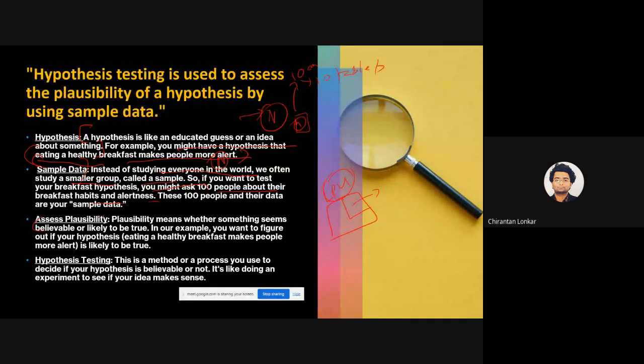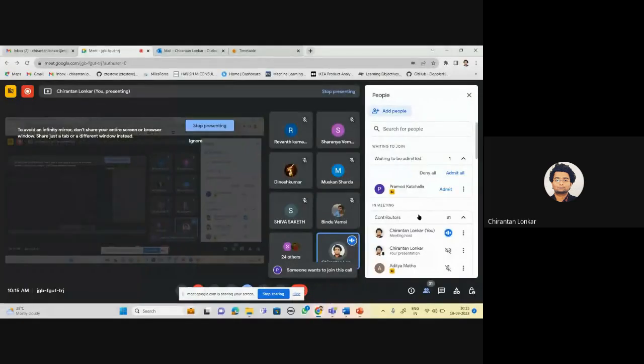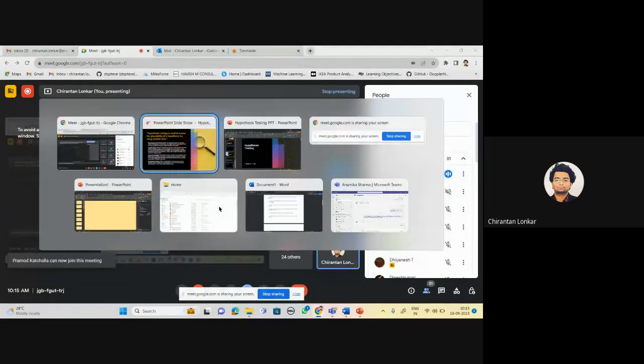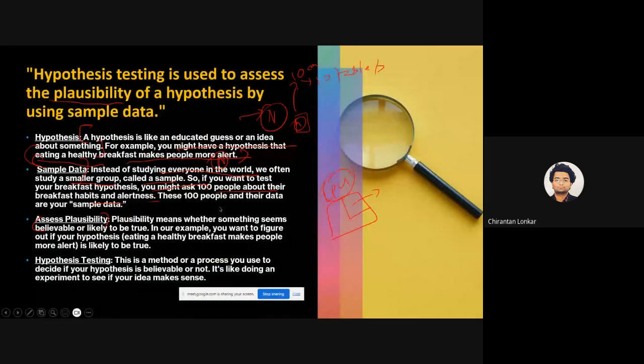Assess plausibility. Okay, it says hypothesis testing is used to assess the plausibility. What is assessing the plausibility? Plausibility means whether something seems believable or not. Is consuming 500 grams of chicken believable or not? Some might say yes, some might say no. It is totally personal. Yes, but is that believable?